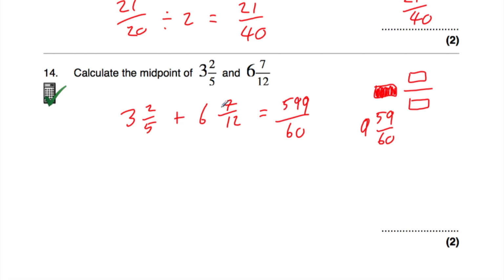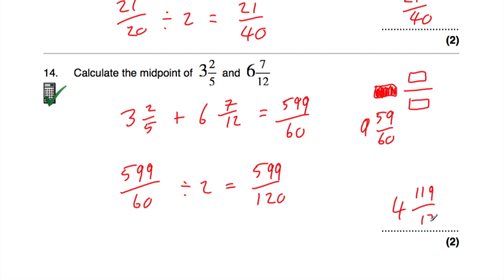And now we're going to take this number, we've added the two mixed numbers together, we now need to divide by 2 to find the midpoint. So we're going to do 599 over 60 divided by 2. And it's a calculator question, so we can just press divided by 2 and press equals, and that gives me 599 over 120. Now, because in the question we were given mixed numbers, I'm going to convert my top heavy fraction to a mixed number, and that's equal to 4 and 119 over 120. So the midpoint of 3 2/5 and 6 7/12 is 4 and 119/120ths.